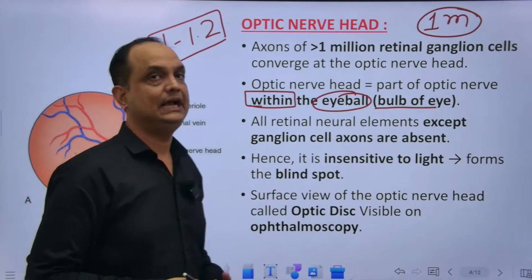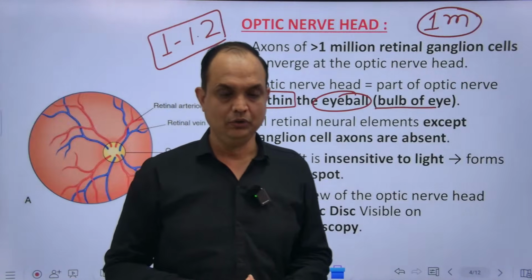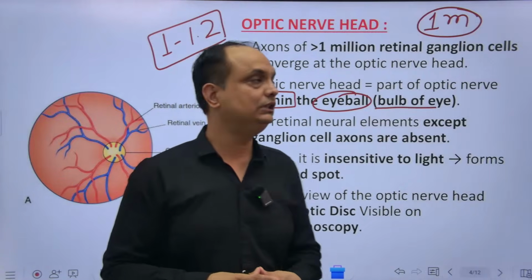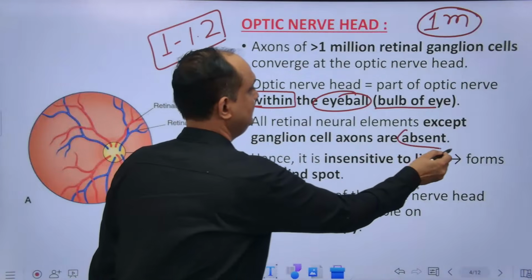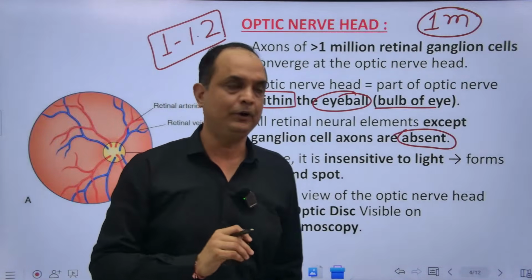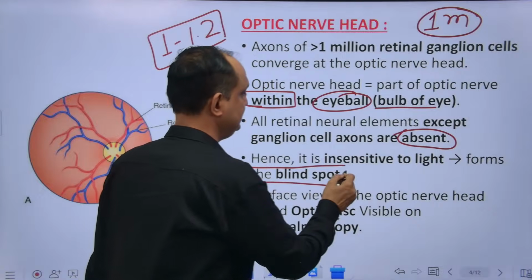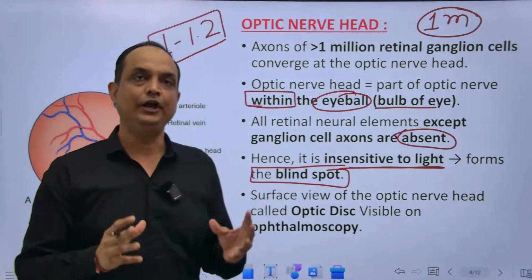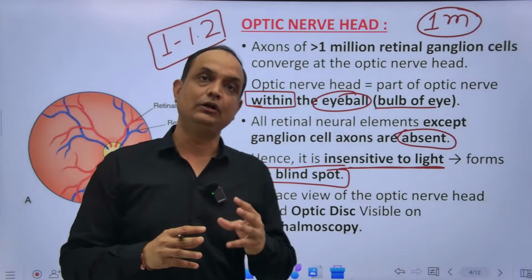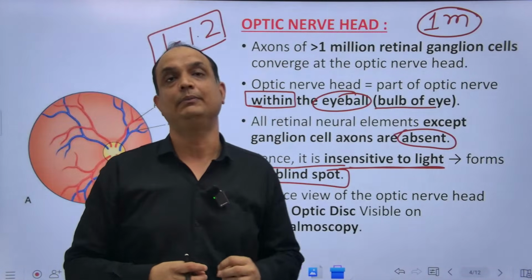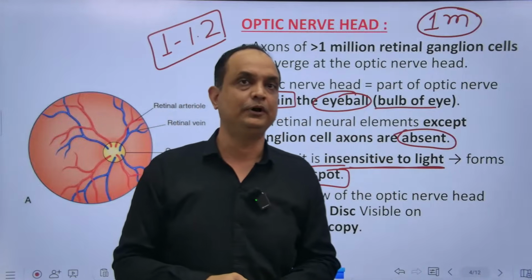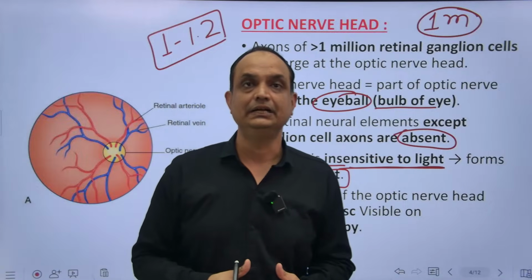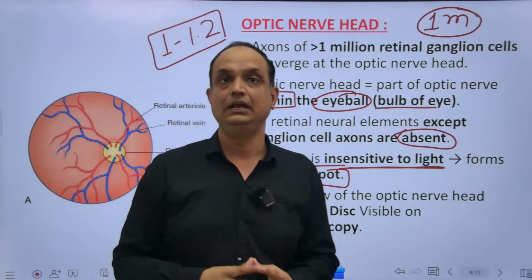The important thing is that at this point all the neuronal elements are absent. That means it is a blind point and it is insensitive to light. So what is the optic head? The optic head is the point inside the eyeball which allows the optic nerve to come out. All the nerve fibers converge at this point, and this point does not have any neuronal component of the retina. That's why it is insensitive to light.